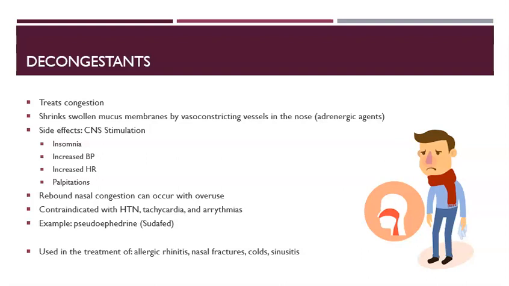And this medication is contraindicated if your patient has high blood pressure, high heart rate, or a known arrhythmia. And all of that makes sense since the side effects include high blood pressure, high heart rate, and arrhythmias. An example of this type of medication is pseudoephedrine, and we talked about this in the treatment of allergic rhinitis, nasal fractures, colds, and sinusitis.